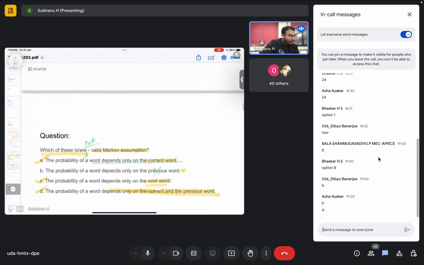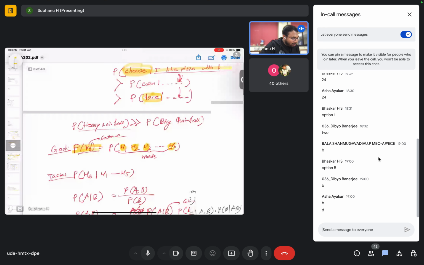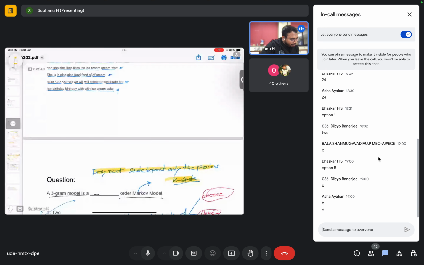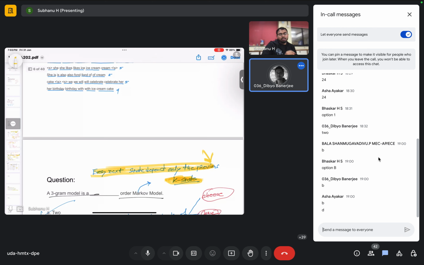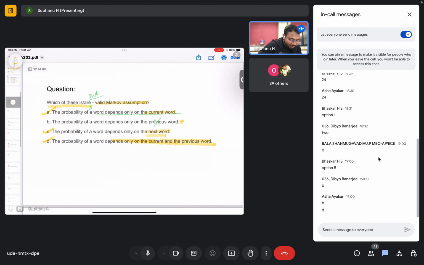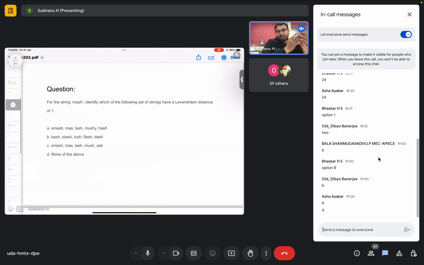According to the Markov assumption, every next state depends only on the previous state. See here, the word previous state. I don't know the answer, but we know the Markov assumption. That's fine, so I am skipping this one. Whatever the assignment is giving, we don't need to spend time on that.